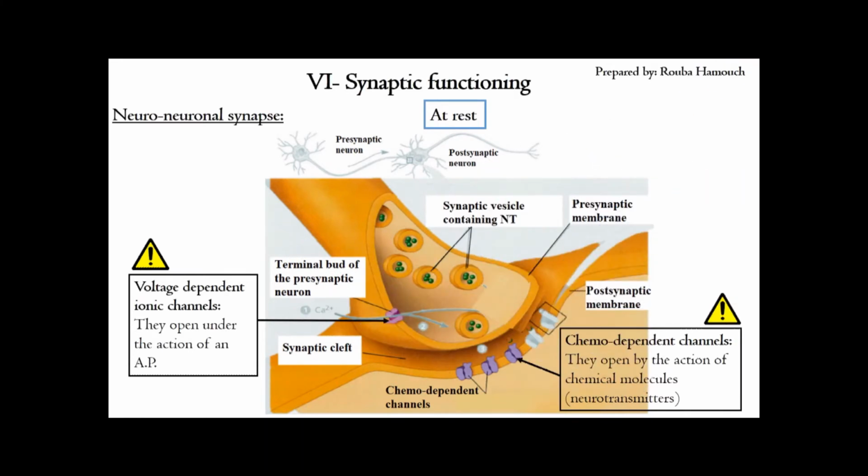We arrive at the steps of synaptic functioning. We take the example of a neuronal synapse. Here the synapse is at rest. The vesicles are still in the presynaptic neuron. There are no neurotransmitters released in the synaptic cleft, and the chemodependent channels and the voltage dependent channels are closed.